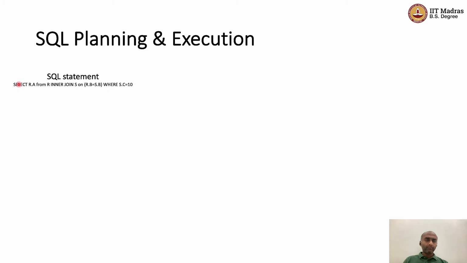If you break down a typical SQL statement, it looks like this. Select r.a from r join s on the column values being the same, r.b equals s.b, where s.c equals 10. Right? So that's your SQL statement. So how does a typical SQL engine go about planning for this?